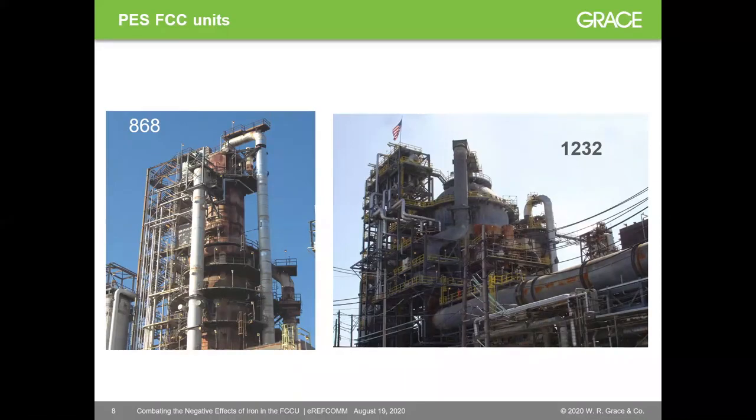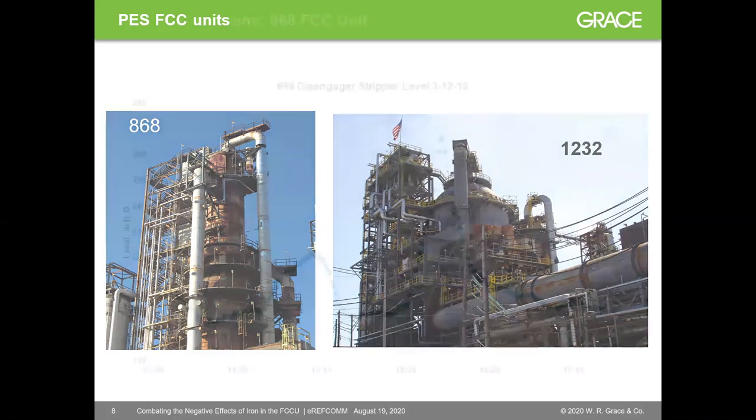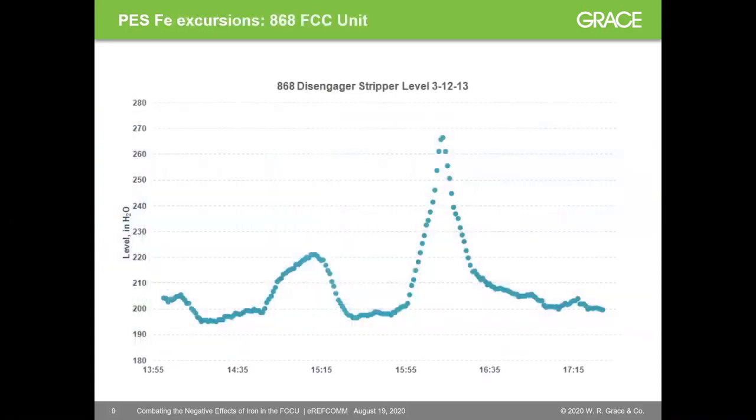The unit designated as 1232, shown at the right, was a Kellogg Model 3 side-by-side design operating with partial CO combustion, processing high levels of resid from a 2-refinery complex with a large catalyst inventory. This unit was charging as much as 100 mbpd of fresh feed. The first event occurred in March 2013 at the Point Breeze FCC, Unit 868, which experienced severe fluidization problems.